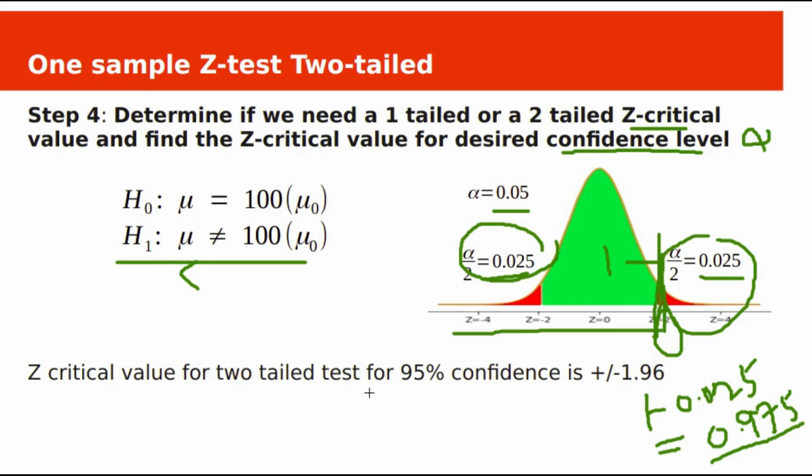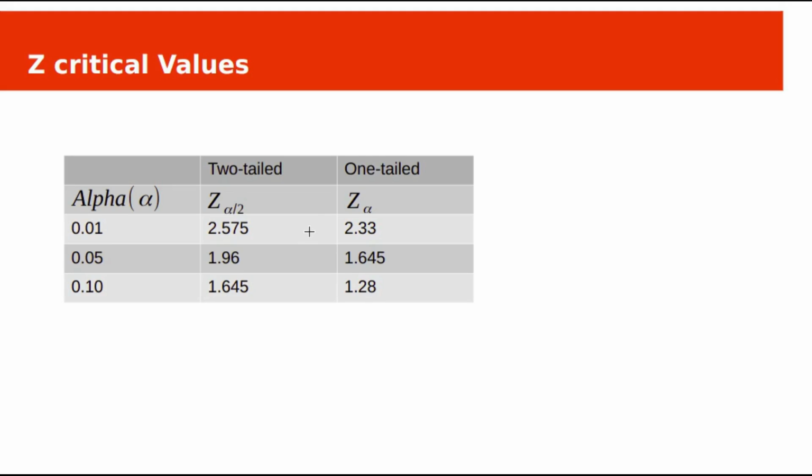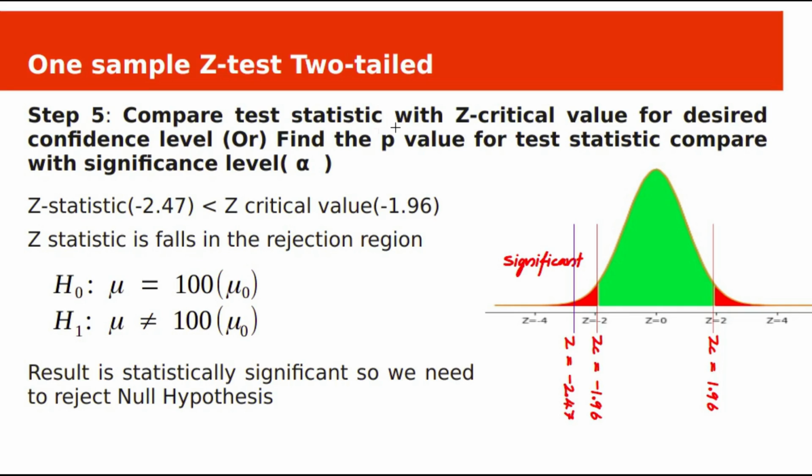So Z critical values for 95% confidence is plus or minus 1.96. For quick reference, you can use this table. Here our alpha value is 0.05 for 95% confidence level, and our test is a two-tail test. So Z critical value is 1.96. Fifth step, compare test statistic with Z critical value for desired confidence level.